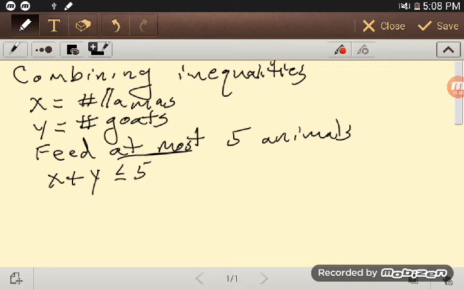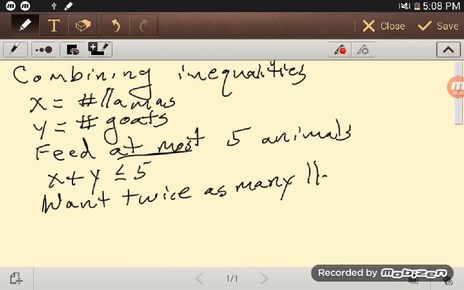I kind of like llamas better than goats, I guess, or something like that. And so I might also say I always want twice as many llamas as goats. Why? I don't know, but sure, we'll go with that. So now, what does that say?